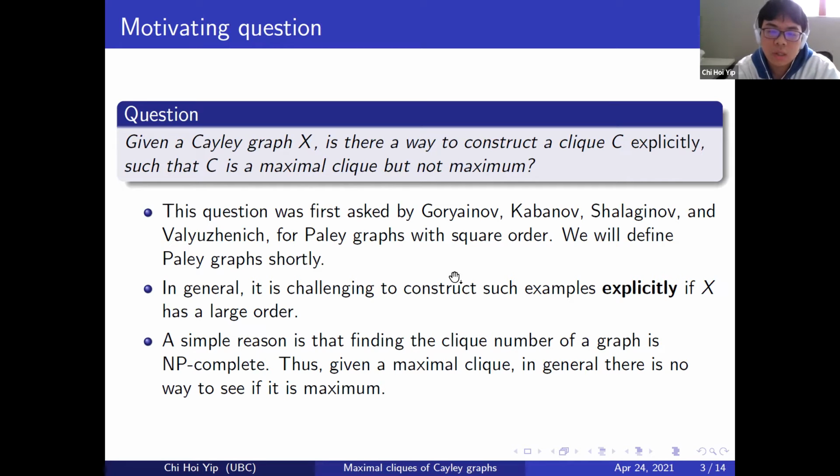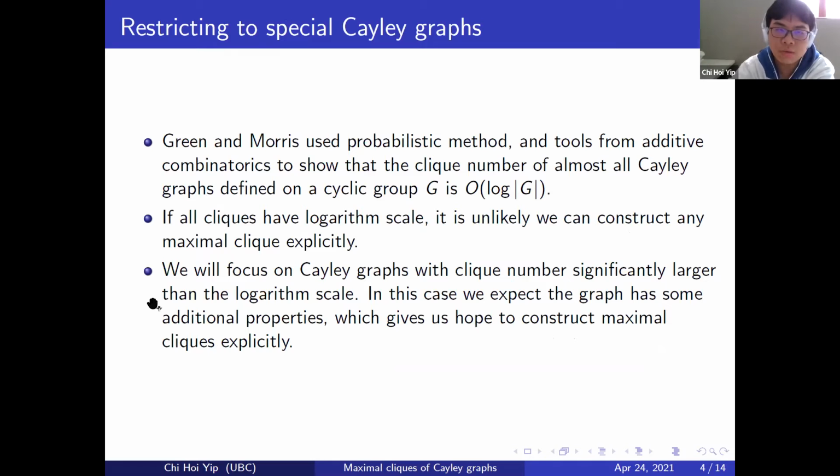In general, it's challenging to construct such examples explicitly if X has a large order. The simple reason is that finding the clique number of a graph is NP-complete. That means there is no efficient polynomial time algorithm to find the clique number of a given graph. So if we are given a maximal clique, in general, there is no way to see whether it's maximum, because we don't know the clique number. So we need to restrict ourselves to certain special Cayley graphs.